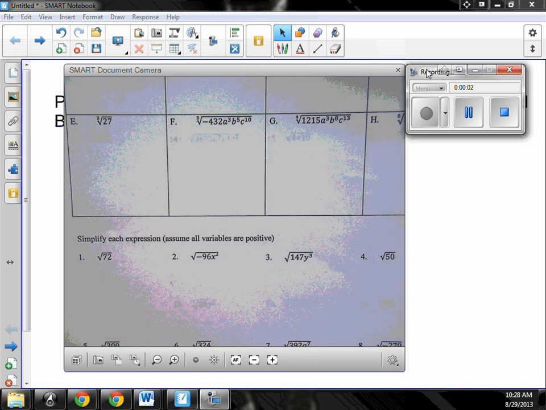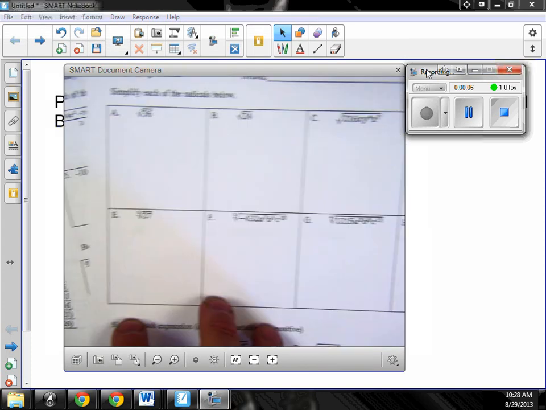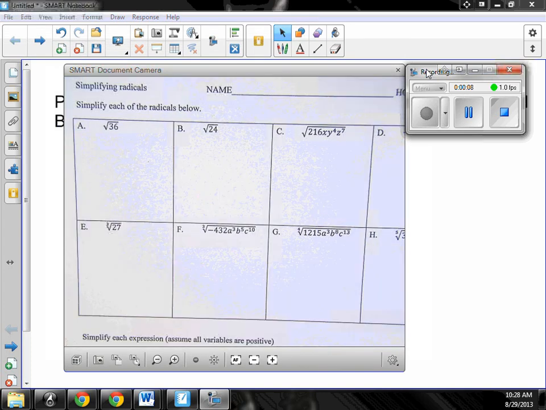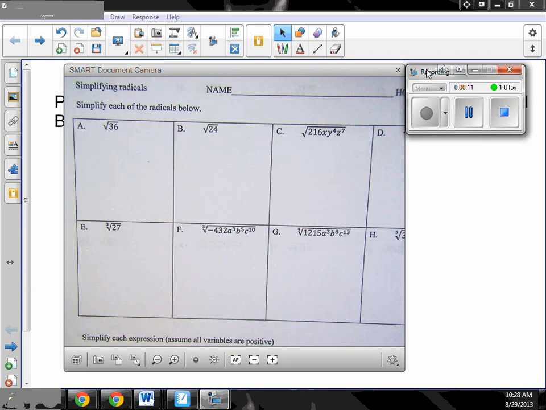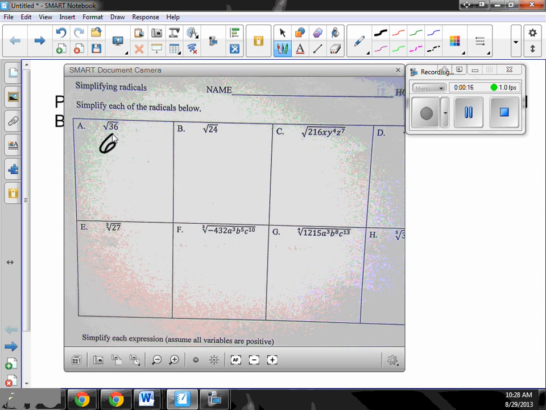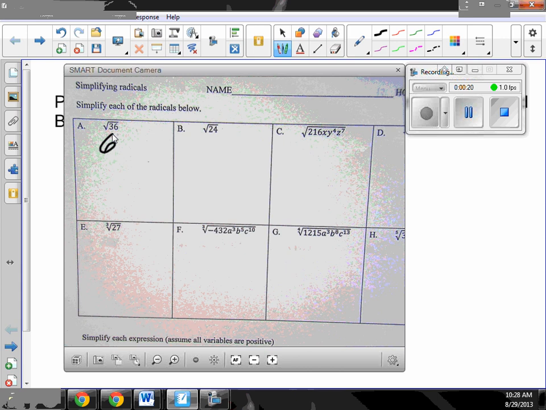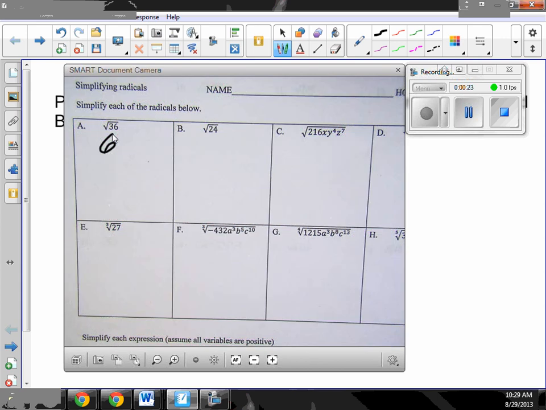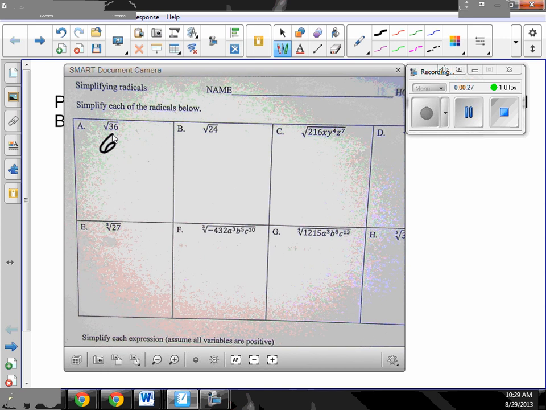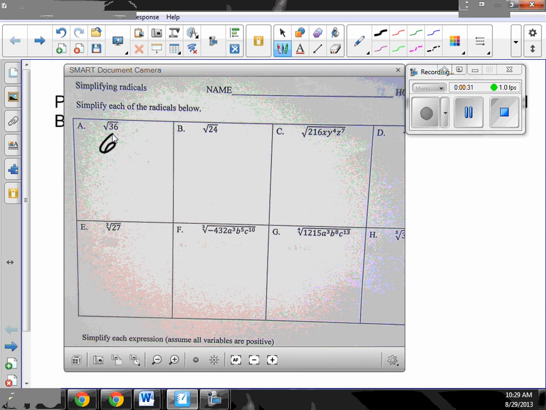Look at part A on your worksheet. We're simplifying square roots. What is the square root of 36? 6. That one was easy. But 24 comes out to be a decimal, 4.9 or so, 4.8. And we don't want the decimal here. We want what's called the exact answer, which is a simplification. Does anybody remember how to simplify a square root?